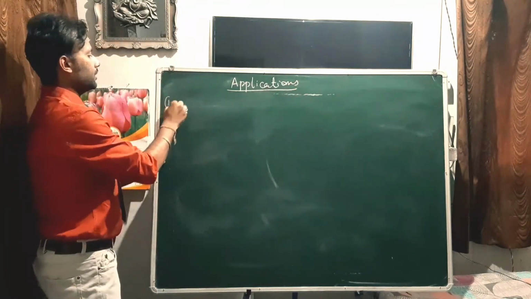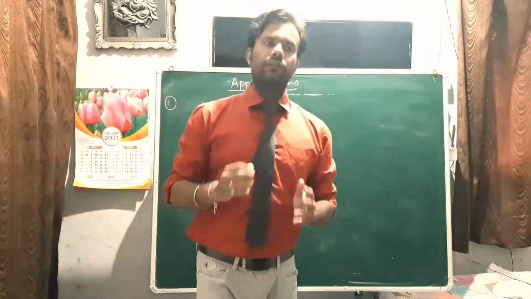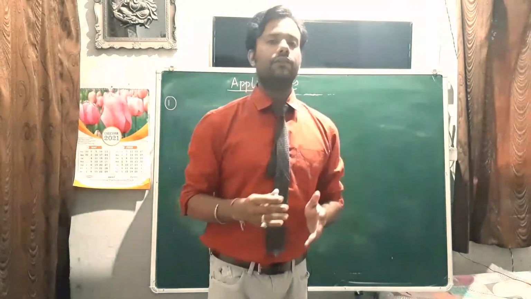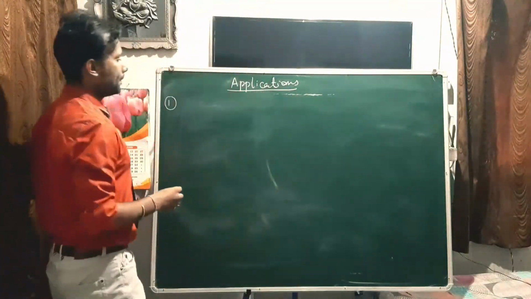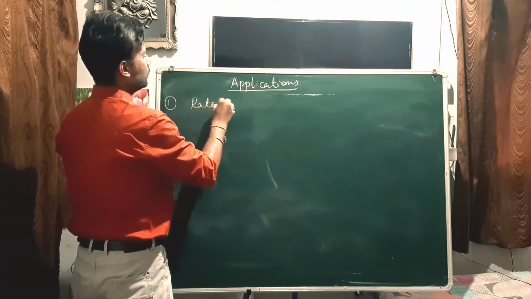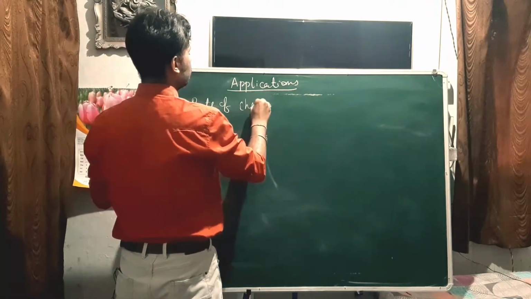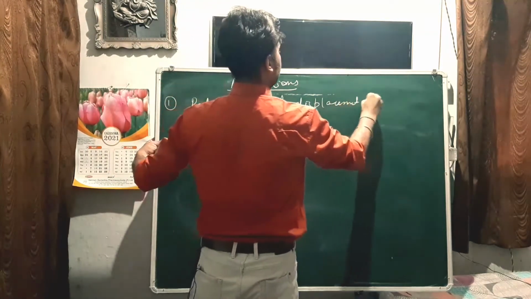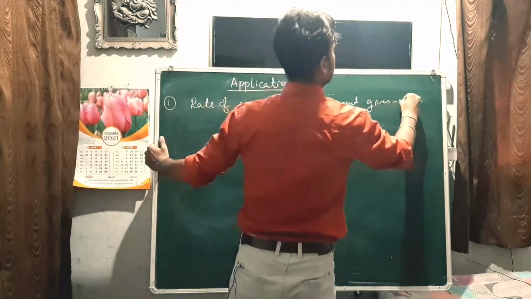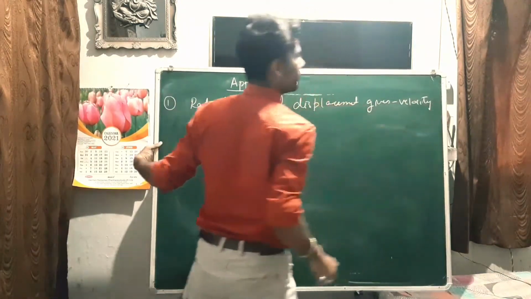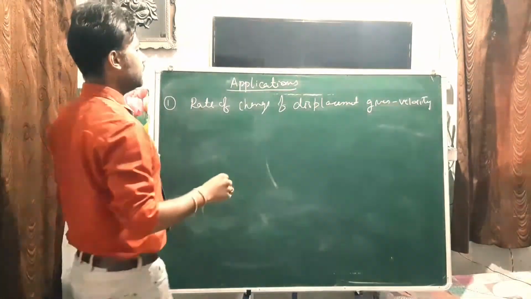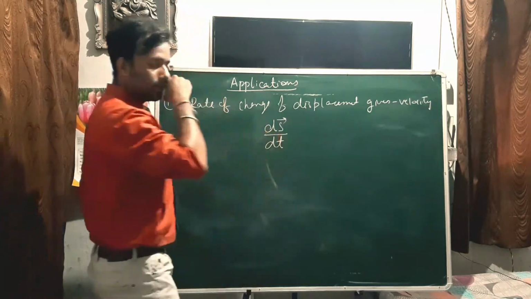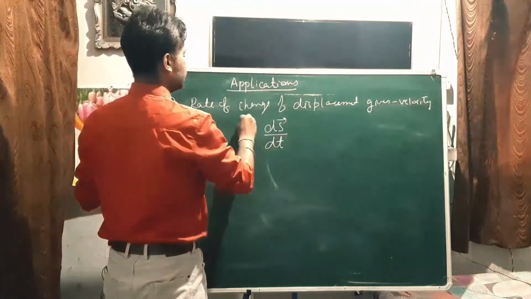The very first application: the differentiation of displacement gives us velocity. It means the rate of change of displacement gives velocity. What will be the rate of change of displacement? That will be ds upon dt. This will give you velocity.